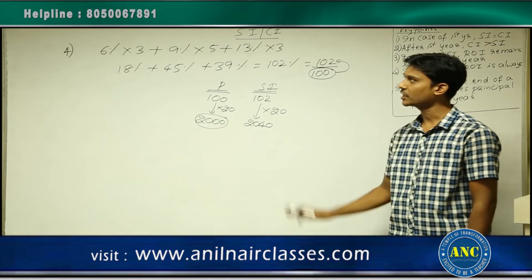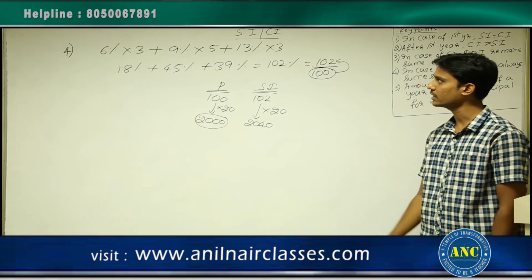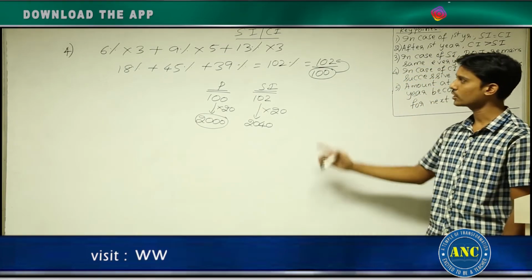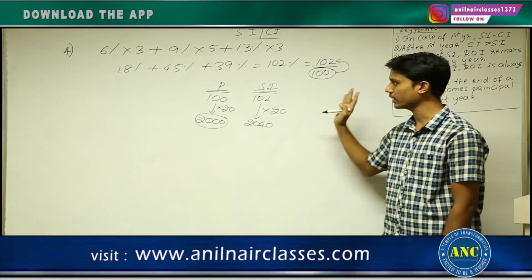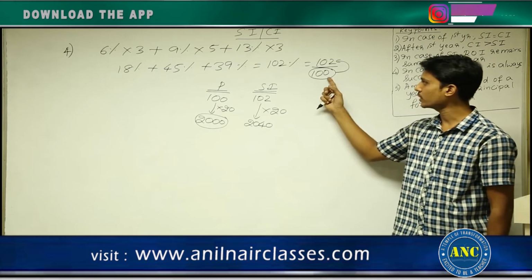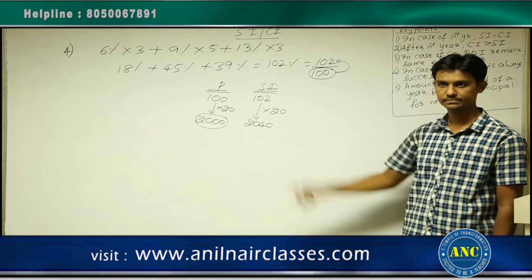For 3 years 6%, next 5 years 9%, next 3 years 13%. Total it is 102%. 102 by 100. If I take 100 rupees from you, I will give you 102 rupees extra.